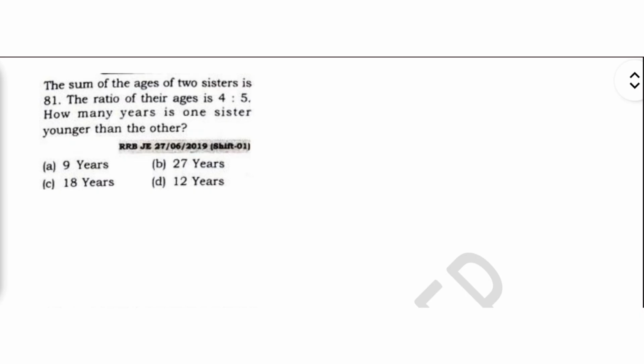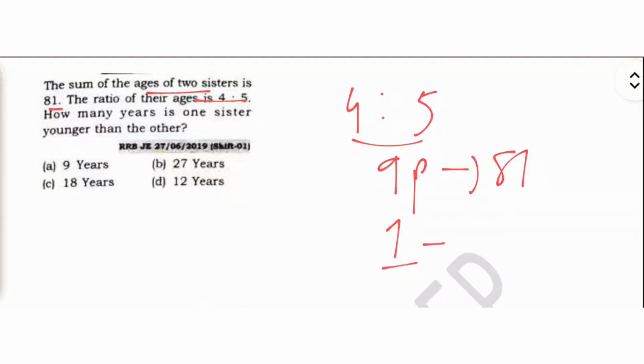We are given the sum of the ages of two sisters is 81. Okay, the ratio of the ages is 4 is to 5. How many years is one sister younger than the other? There are two sisters, the ratio is this. What else is given? The sum of the ages. Okay, the sum of the ages means 9 parts is nothing but 81. If 9 parts is 81, one part is how much? 9. One part is 9.